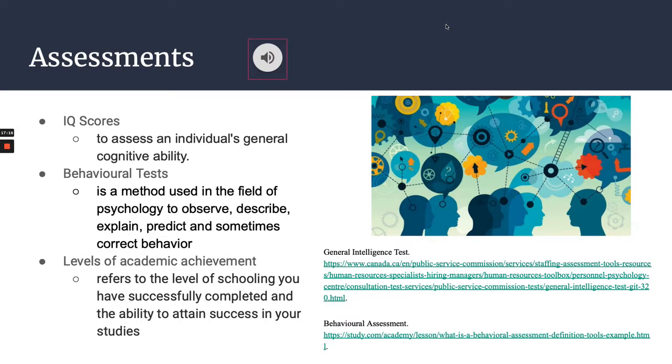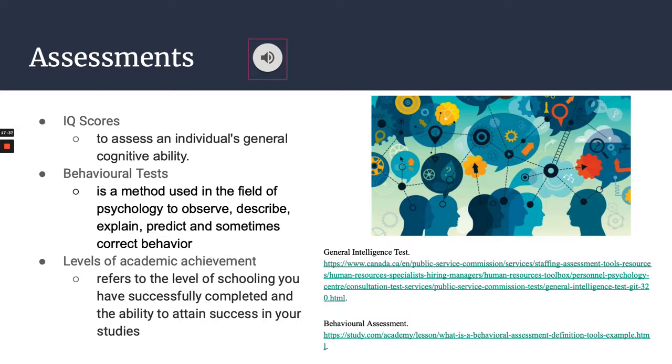With the overwhelming amount of assessment tests out there for students, I have found a few that are used to diagnose mild intellectual disabilities. The first one is IQ scores. This is to assess an individual's general cognitive ability. The next one is behavioral tests.